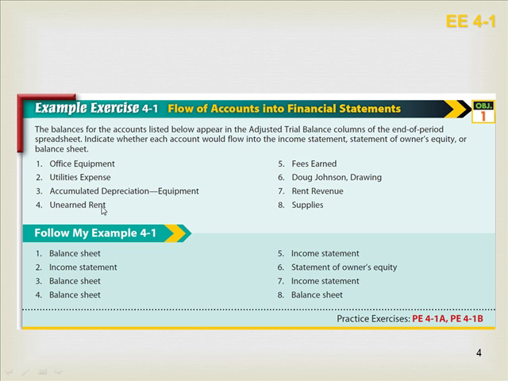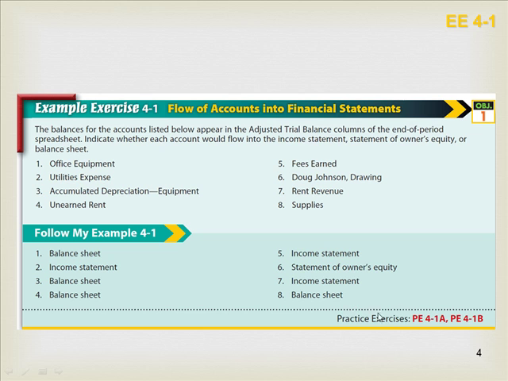Unearned rent is a liability. This goes on the balance sheet. Fees earned is a revenue account, and it goes on the income statement. The drawing account appears on the statement of owner's equity. Rent revenue is a revenue account, and it is on the income statement. And then supplies is an asset, and it belongs on the balance sheet.